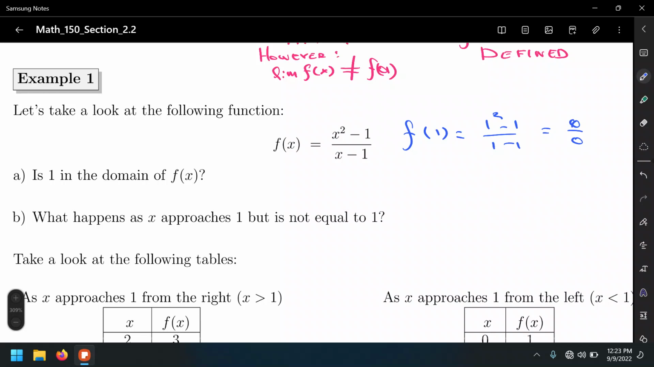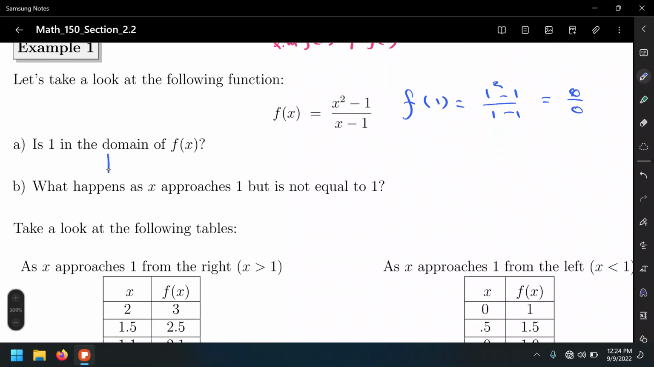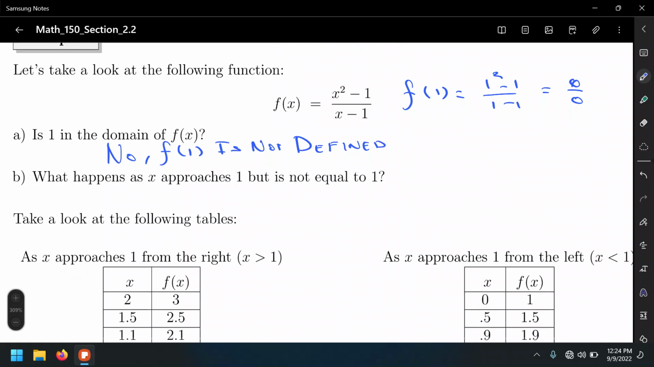All right. So here, okay, is 1 in the domain? No. And as a full sentence, and to distinguish between these definitions between limit and function, no, we say no, f of 1 is not defined. All right, it's not defined. Okay. Now the question is, what happens as x approaches 1 but it's not equal to 1?